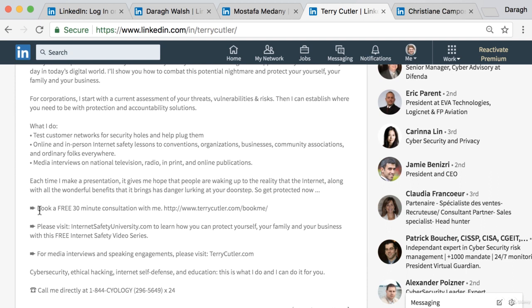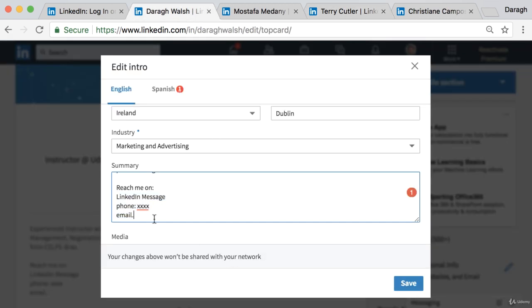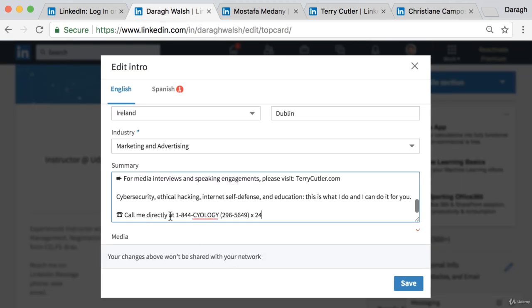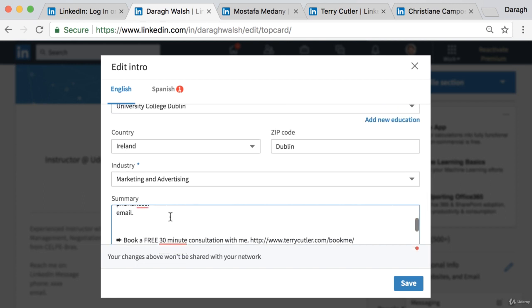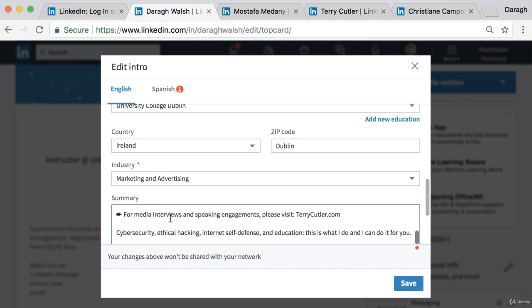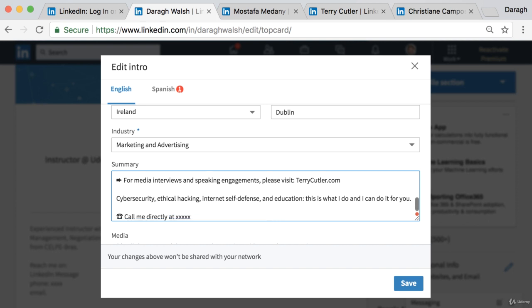Here's another great example. Book a free consultation with me. Great idea. Please visit for media interviews, visit Terry, blah, blah, blah. So what I like out of this is, let us take this again. And this is the key point that I want to get across as well. You don't have to reinvent the wheel. Just look at people who are already doing it well and take the best of what they're doing, and then you can use it for yourself. Call me directly at, okay, you can fill that in later.